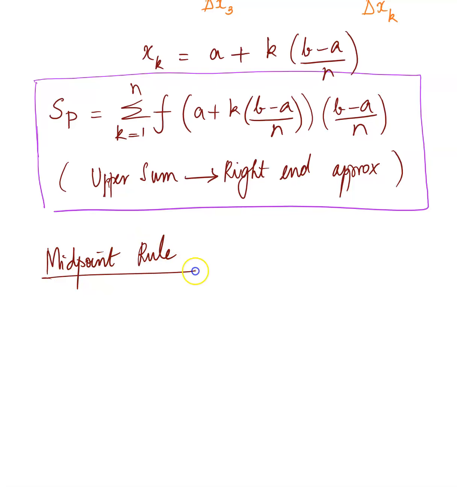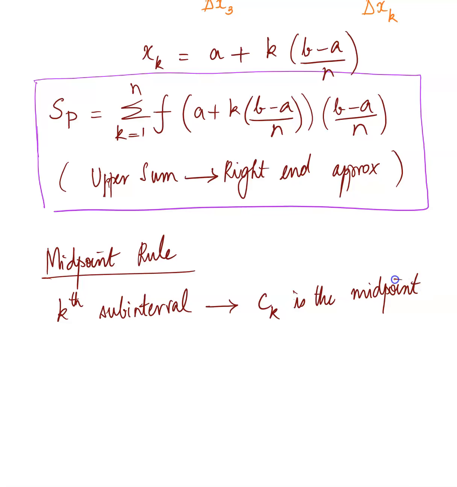For midpoint rule, within the kth subinterval, ck is the midpoint. Okay. So everything else will be pretty much the same, right? Length times the width and all that. The only place where we will have a difference is everywhere we said xk, here we're going to call it ck.